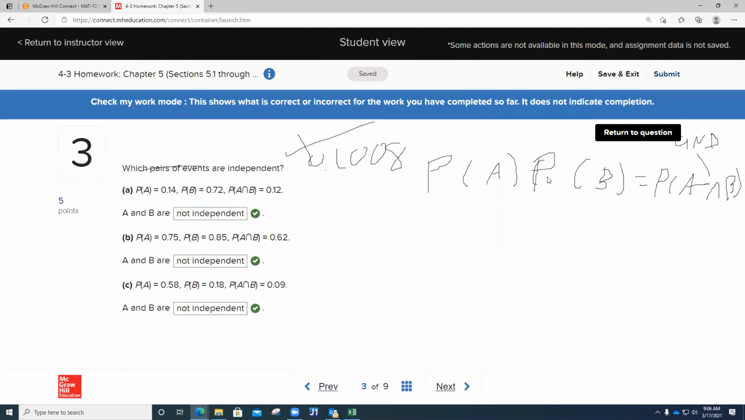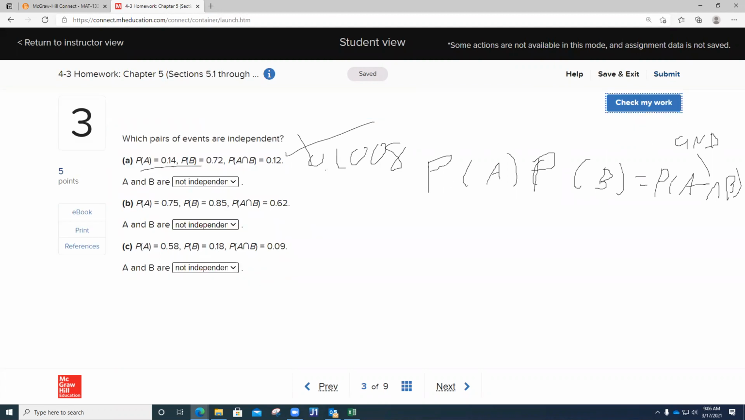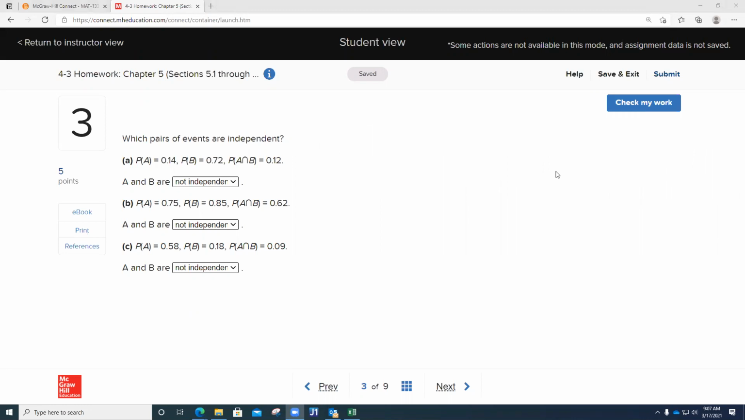So we're just checking to see if these are independent. None of mine were. Yours may be, because they changed the numbers. But the key is just remember you multiply A times B. If it equals what they say it does, then they're independent. Because remember, independence means the outcome of one event has no effect on the other. Like flipping a coin. I flip a coin, I get heads. If I flip it again, just because I got heads the first time, it has no effect on whether I get heads the second time. So therefore they're independent.